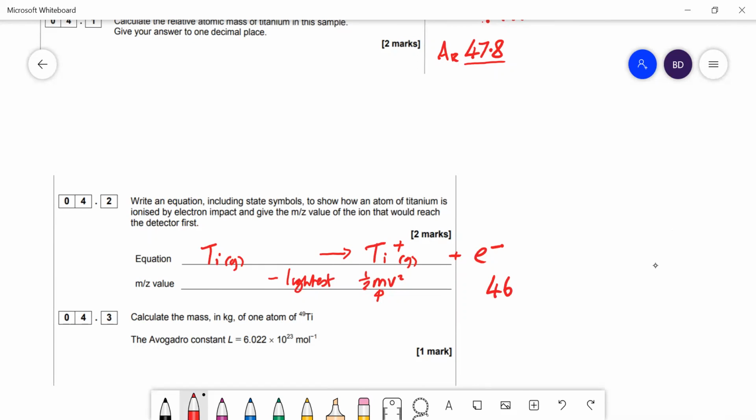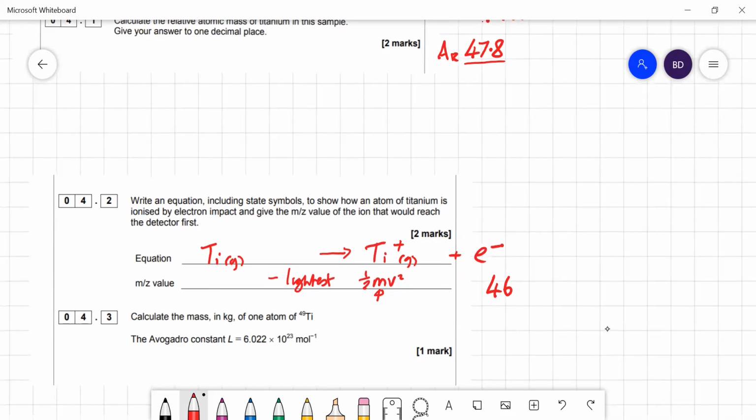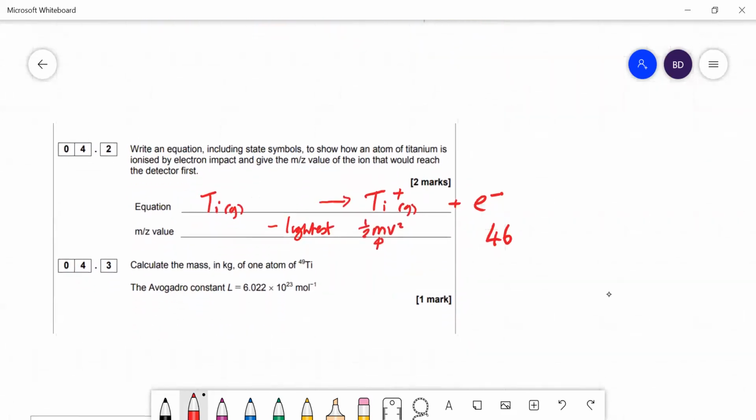Okay. Next bit, calculate the mass in kilograms of one atom of 49 Ti. Now, the reason why they're asking you kilograms is because for this expression here, kinetic energy is equal to half mv squared, the mass has got to be in kilograms if you want the kinetic energy in joules. It's one of the few occasions we use kilograms in chemistry. The mass has got to be in kilograms, and the velocity is in meters per second. Okay.